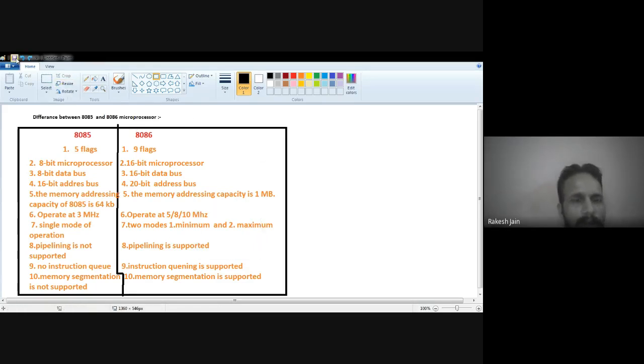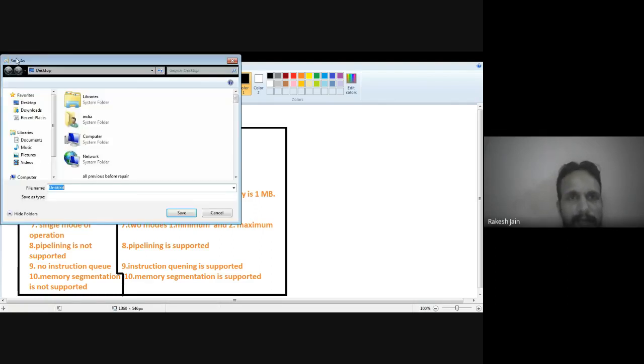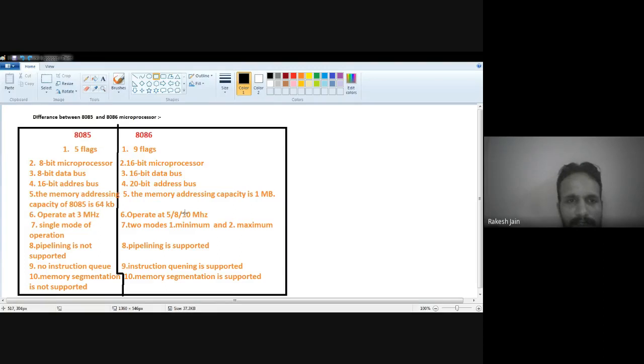Now, how many flags are present in 8086 microprocessor? 5 flags, 7 flags, 9 flags, 10 flags, how many? So definitely it will be 9 flags in case of 8086. Which flag is not present in 8085? Overflow flag, sign flag, zero flag, carry flag. Then my answer should be overflow flag.